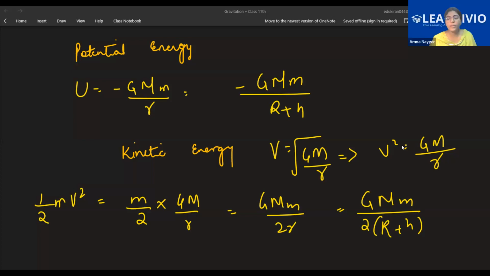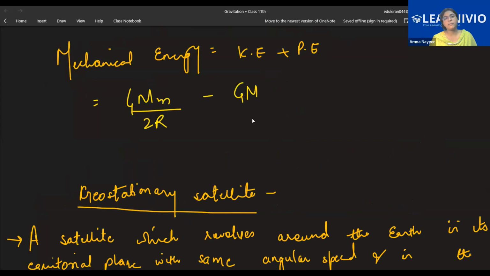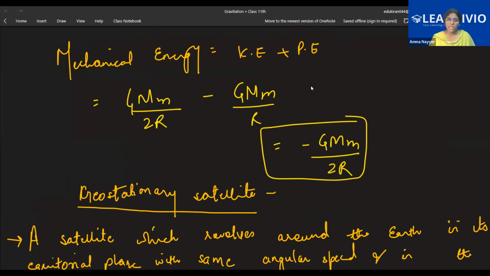Now, when we're talking about the mechanical energy, you have to add the kinetic energy and potential energy. So you are adding G capital M small m by 2r and minus G capital M small m by r. So total energy is minus G capital M small m by 2r. So this is the mechanical energy. Write it, then we'll start with geostationary satellite.